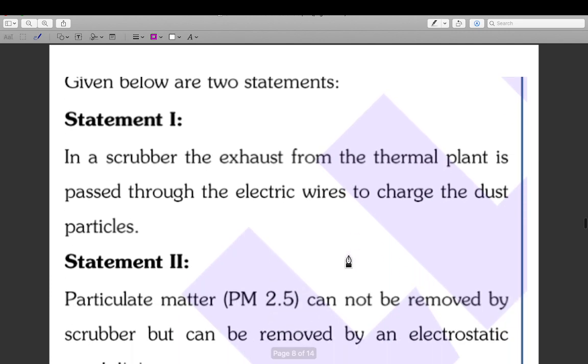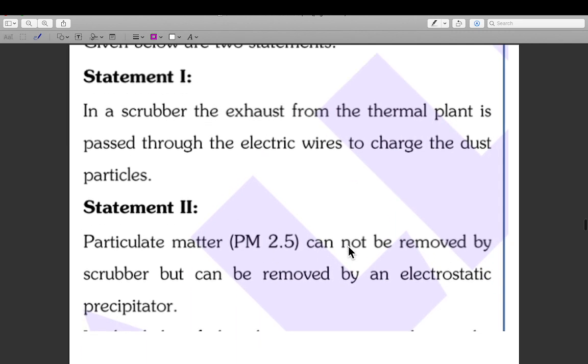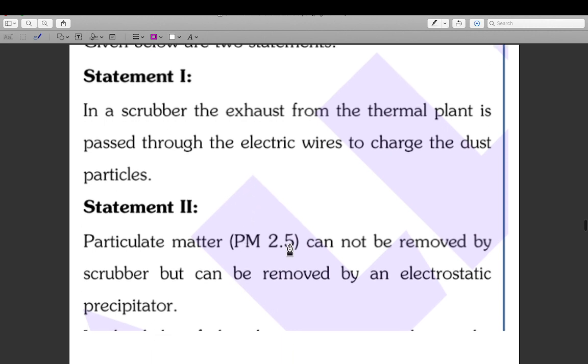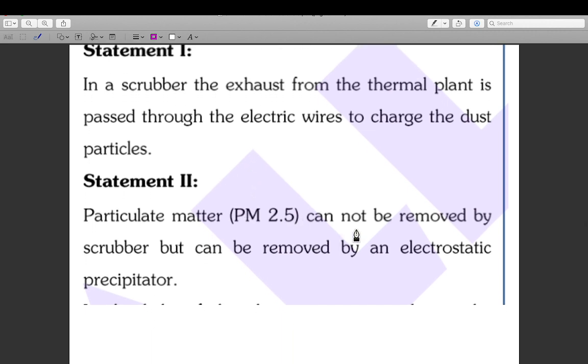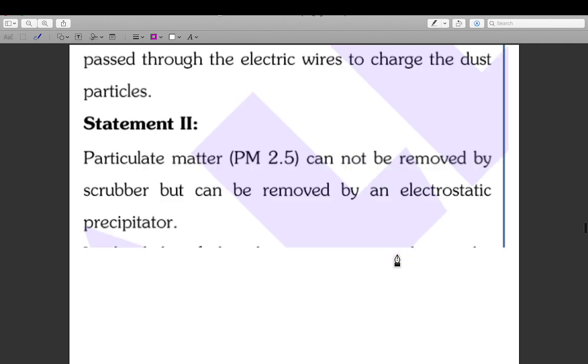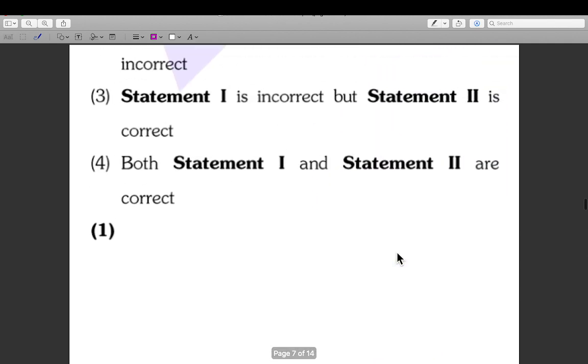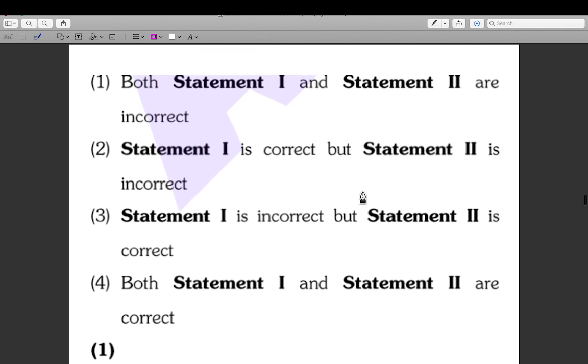So in this question, basically this is an AIIMS type of question. You were given 2 statements. You have to read these 2 statements, statement 1 and statement 2. In a scrubber, the exhaust from the thermal plant is passed through the electric wires to charge the dust particles, and statement 2 is particulate matter of 2.5 micrometer size cannot be removed by scrubber but can be removed by an electrostatic precipitator. So there are 4 options to determine which is correct and which is wrong.